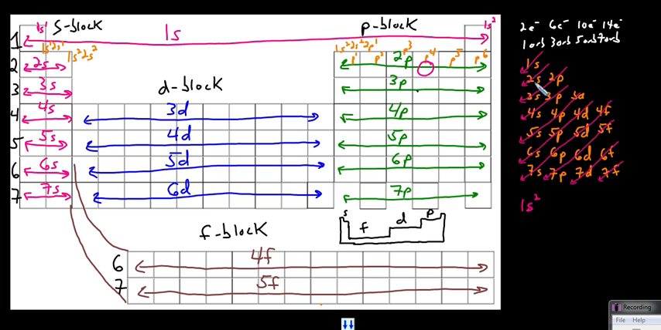Then you would fill the 2s with those 2 electrons, 2s2. Then after the 2s, you would fill the 2p. But how many electrons could you put into the 2p? Oxygen has a total of 8 electrons. You've already used 4, so you can only put 4 more in, so you would say it ends in 2p4. So this is the electron configuration of oxygen.